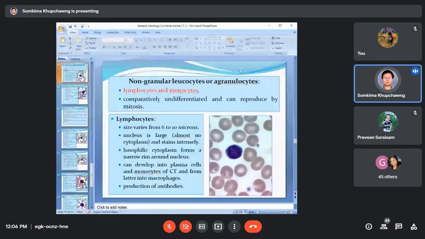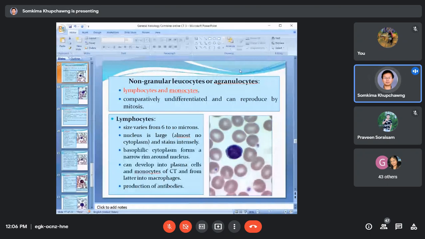First we'll see the lymphocyte. The lymphocyte size varies from 6 to 10 microns. The size is a little bigger compared to the RBC, which in general is 6 to 7 microns. But the lymphocyte size varies from 6 to 10 microns. The nucleus is large and stains intensely. Basophilic cytoplasm forms a narrow rim around the nucleus.